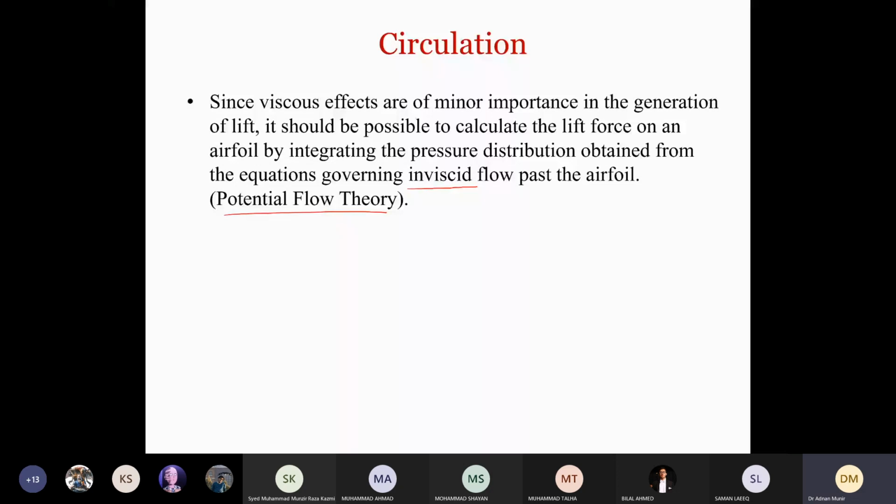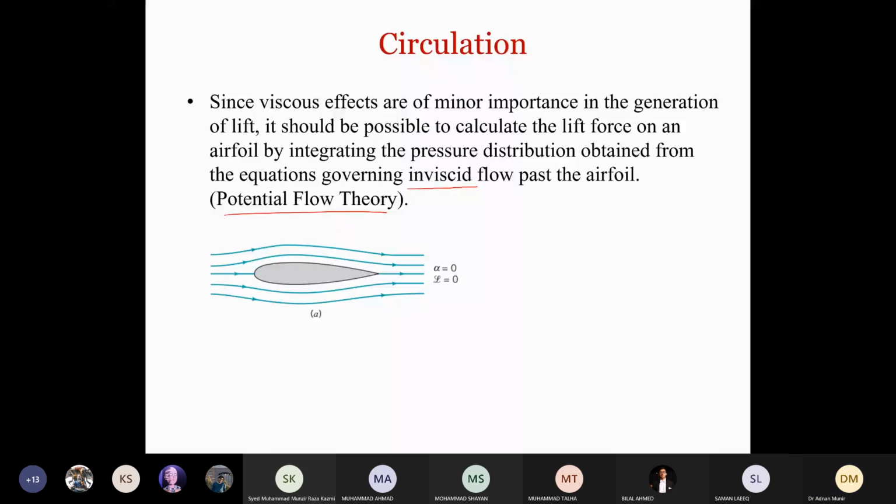So now, in order to understand the concept of circulation, this is showing you an aerofoil which is symmetric about the x-axis. So in this case, the angle of attack alpha is 0. Now, because the flow on the top of the aerofoil will be identical to the flow on the bottom of the aerofoil, alpha is 0, the lift force will be 0 in this case.